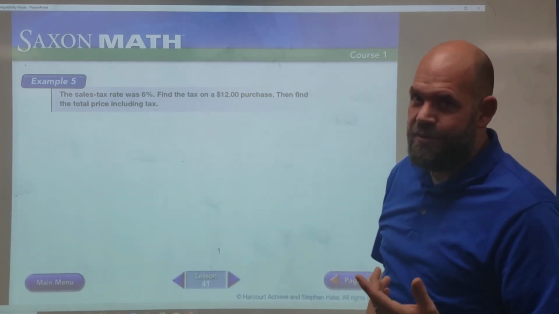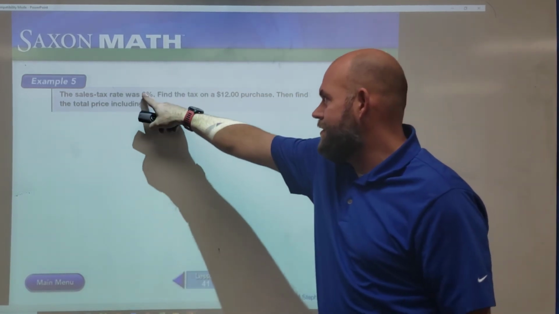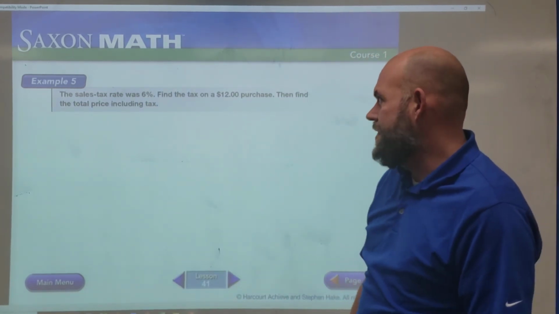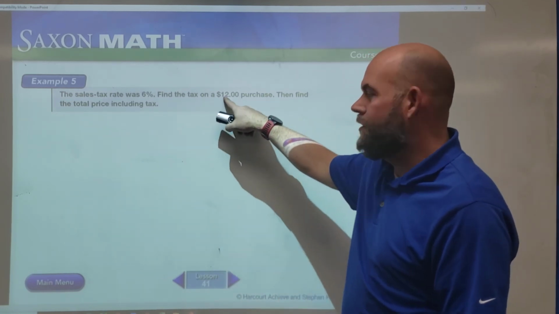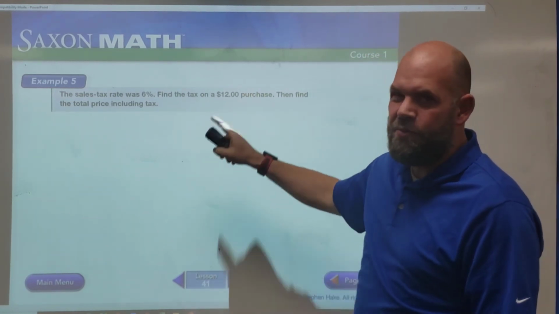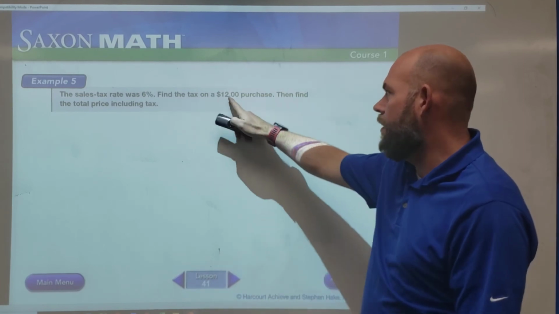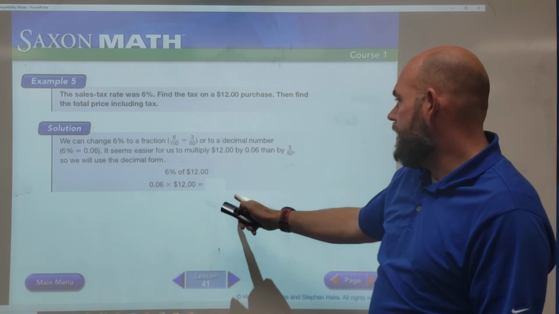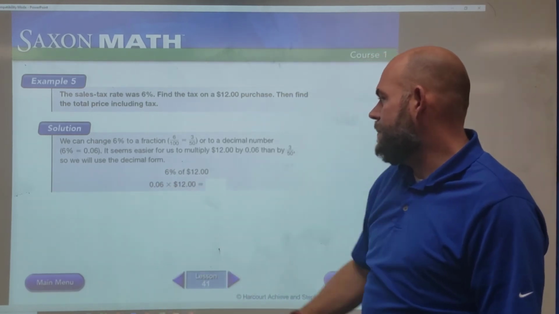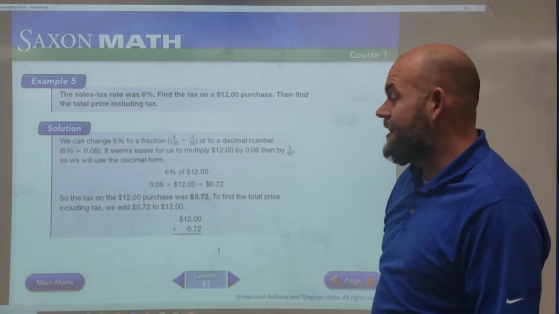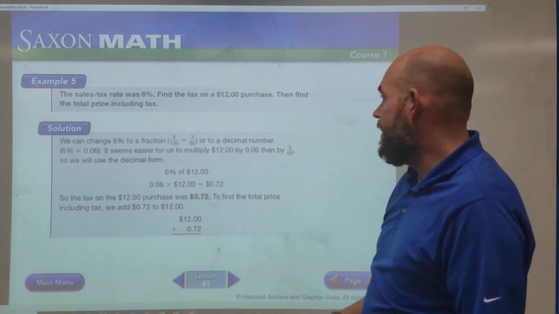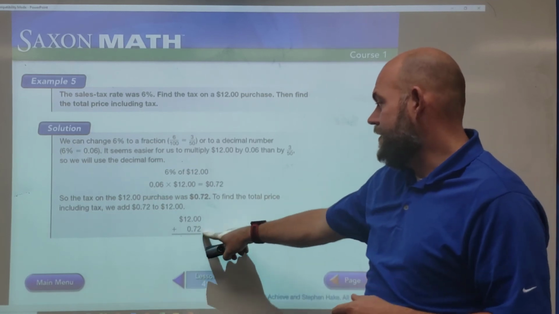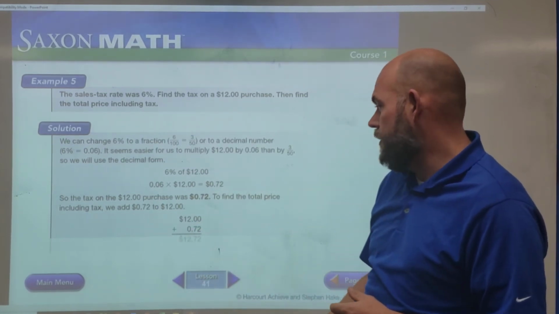If we wanted to do this the way we were doing the other ones, we could change this to a fraction, 6 over 100, which would be 3/50, and then multiply 3/50 by 12. That's one way, but probably this one's going to work better if we just keep it in decimal form. The thing we're multiplying it by is already in decimal form. So we would take 0.06, multiply that by 12, and we're going to get 72 cents. That's going to be the tax. Now, if it asks what's the total price, including tax, then we take that tax, 72 cents, and add it to 12 and get $12.72.